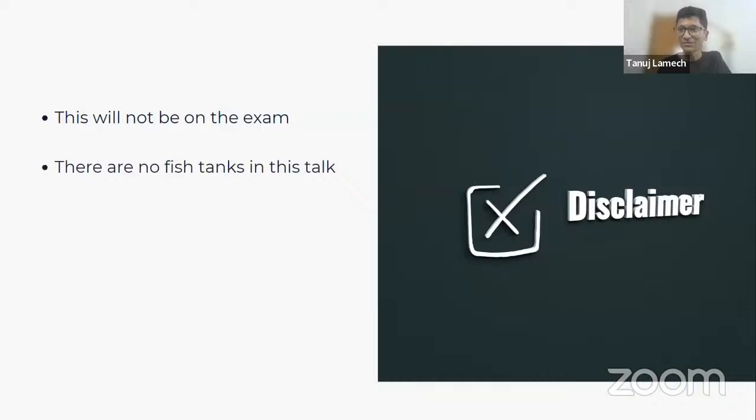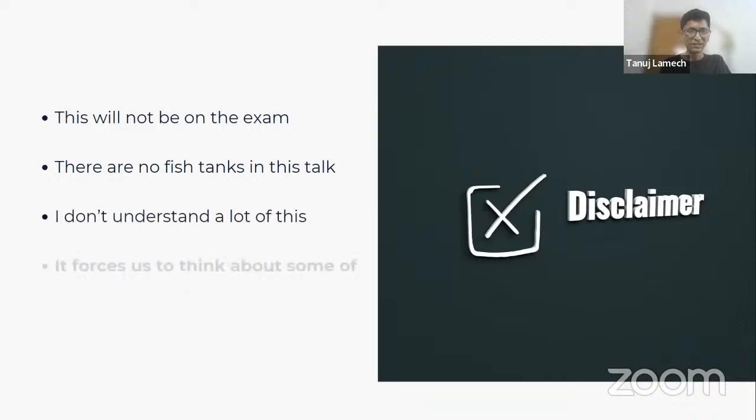I know when I was preparing for this as a PG, that chapter kept on talking about the fish and the tanks, and that drove me slightly crazy. So I'm not going to be talking about any fish tanks during the session. A lot of this I don't understand fully myself. I've just read from a couple of places and I've put it together.